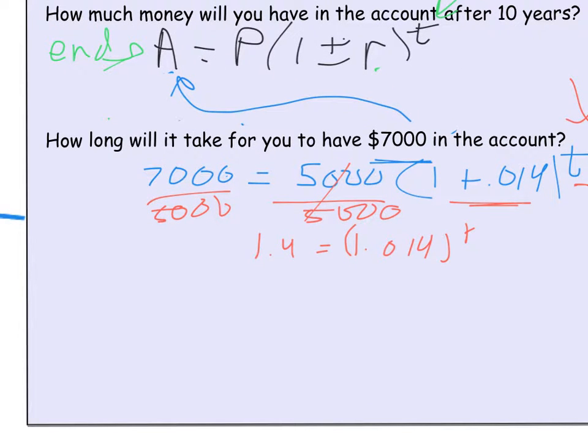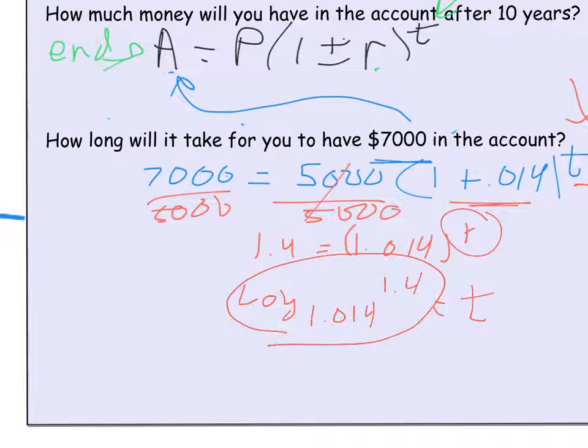Can anybody tell me what my base is right now? What number is 2 a power? Yes. So this is how you set it up. Log base 1.014 of 1.4 equals your exponent. My exponent is T. So you're just going to type this into your calculator to come up with your answer.